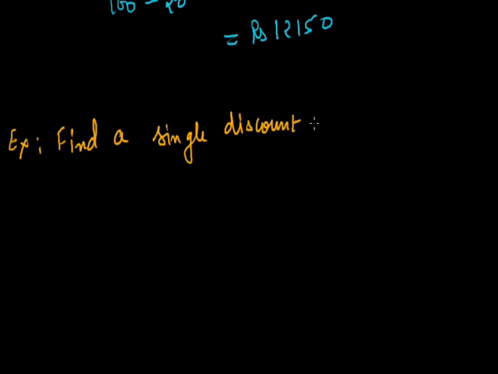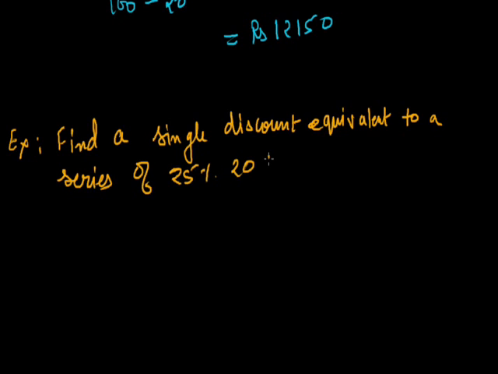equivalent to a series of discounts of 25%, 20% and 10%. That is, first we will allow a discount of 25% on the mark price, then we will get a price, then on that price we will again allow a 20% discount, then again we will allow a 10% discount on the net price which we have obtained after allowing the 20% discount.